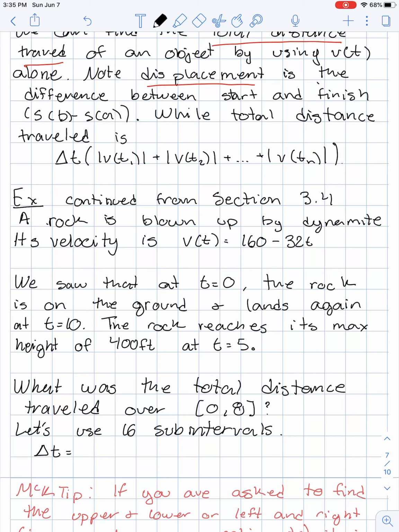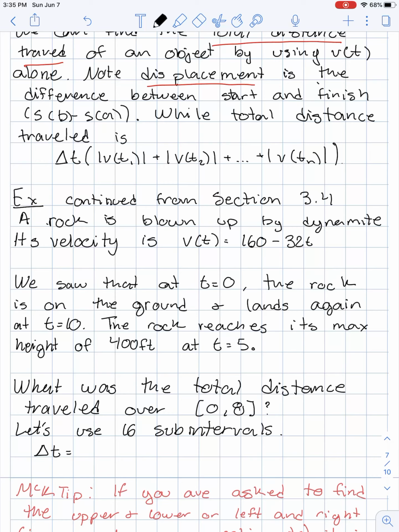Now, it wouldn't be really interesting if I asked for the total displacement over 0 to 10. Well, if I was on the ground and I went up and came back down and now I'm on the ground again, my total displacement is 0. My total distance traveled is 800. I went up 400 feet and I came back down 400 feet.